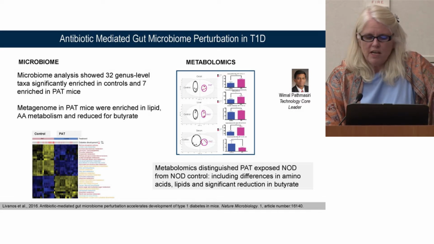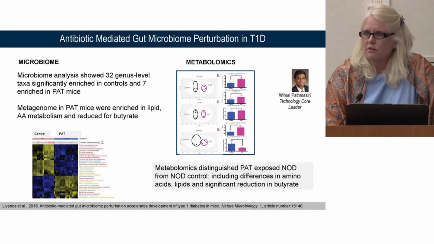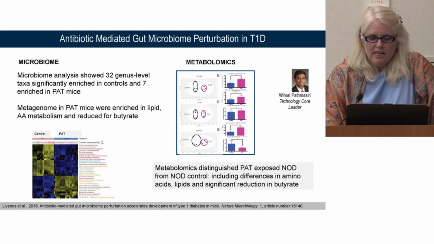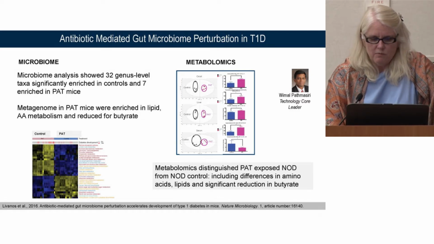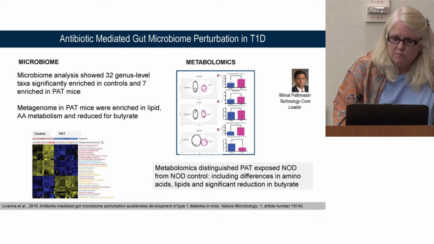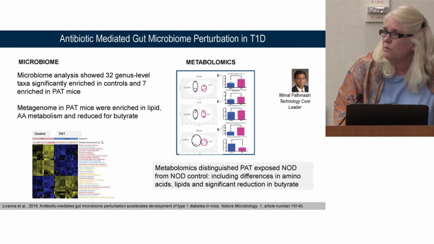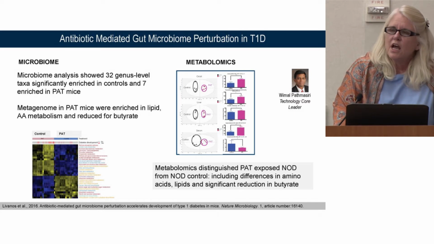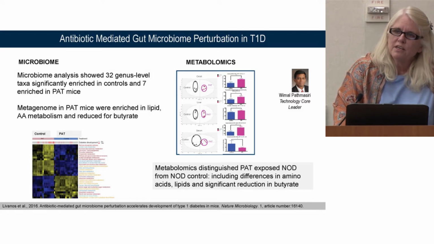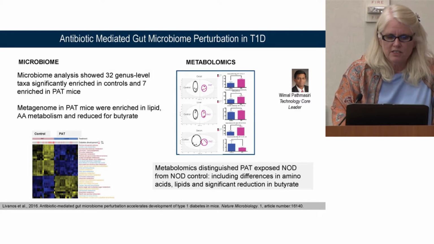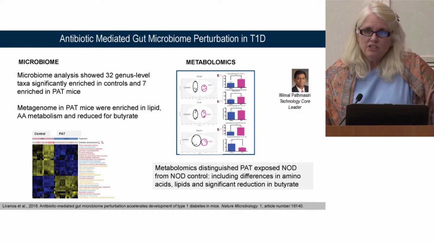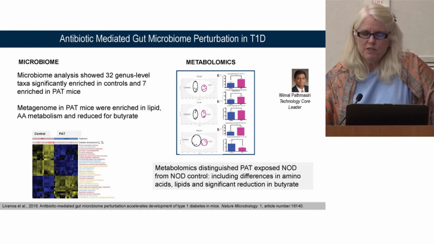Wimal Pathmasiri and my core conducted an analogous study, not knowing what their results were. They were doing these simultaneously, and he showed that metabolomics profiles between the antibiotic and vehicle-exposed animals are distinguished by amino acids, lipids, and butyrate metabolism. So it's very nice to have these two complementary approaches that are really pointing to the same pathways for perturbations by antibiotics.